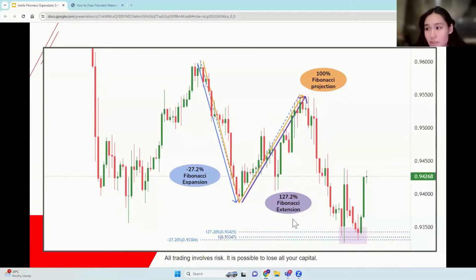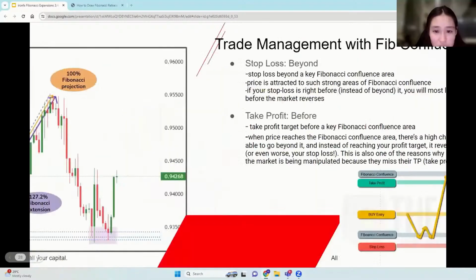So one thing to keep in mind is that these tend to be areas instead of levels. So you can see even though our 127.2 is not exactly lined up with the minus 27.2, it still counts because we're looking for areas here. As long as it's kind of near, it still counts as a confluence area. Because when you have such a strong area, price is more likely to bounce off of it. So you want to make sure that you are able to catch that 1 or 2 pips before it reverses off. So that brings me to my next point, which is trade management.